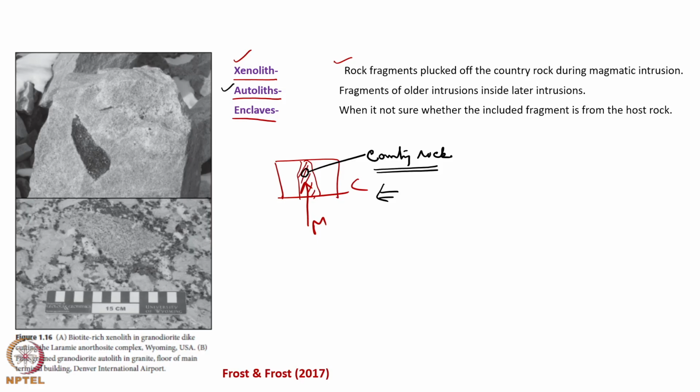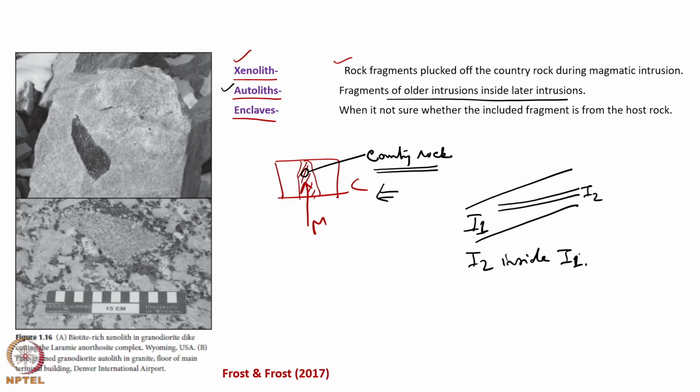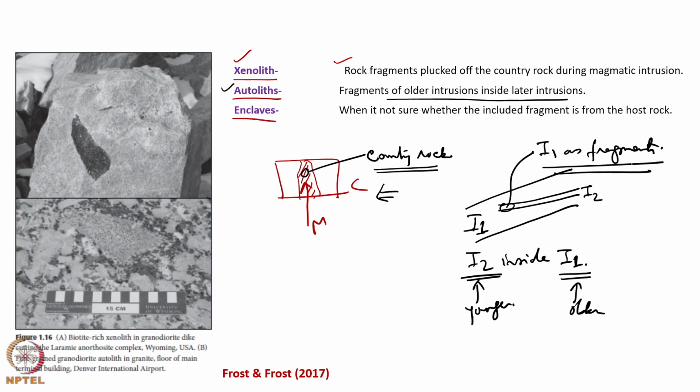Autolith, what is that? These are the fragments of older intrusions inside later intrusions. Suppose an intrusion I1 has happened, and then another intrusion I2 has happened inside I1. Now, it is possible that the fragments of older intrusion, this I1 is older, I2 is younger, we can find I1 as fragments. In that case, we call these I1 fragments the autoliths.